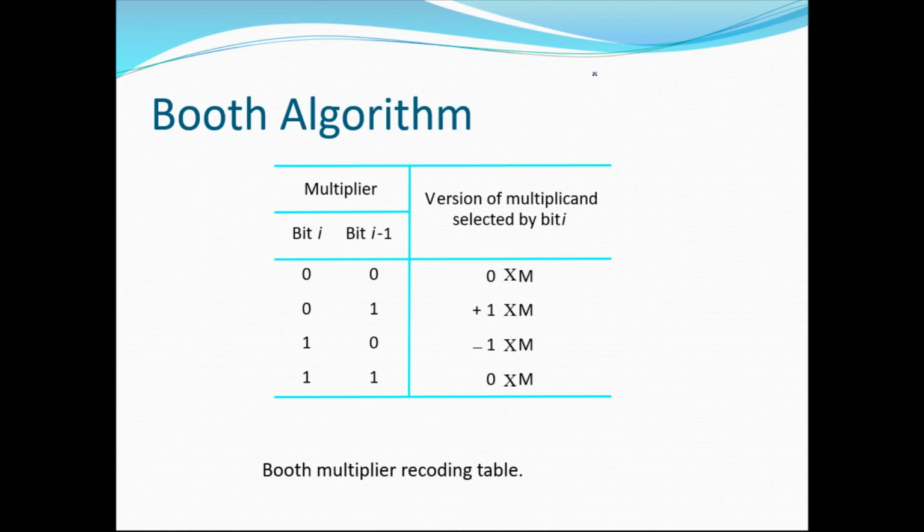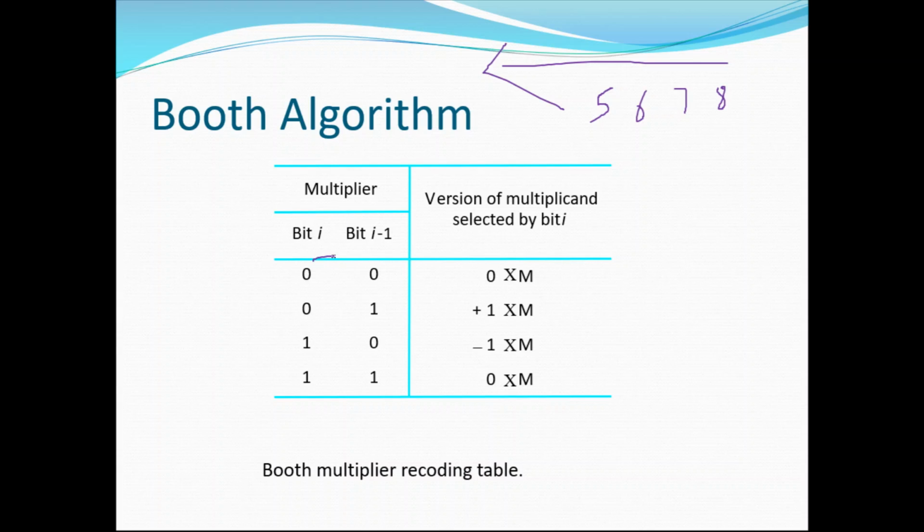Bits are normally numbered from where to where? Here, the ith bit is the highest bit. So you have to move from right to left. If the rightmost bit is the 8th bit, then the next will be 7, then 6. With this understanding, you have to take i and i minus 1.